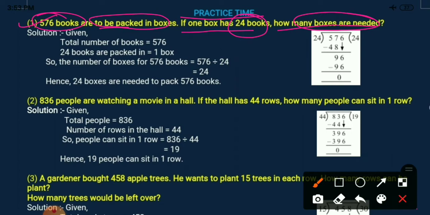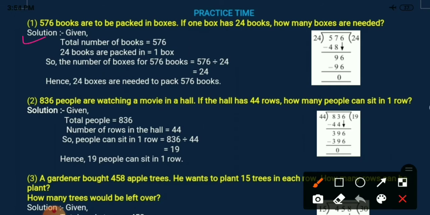So now come to the statements, means solution. So what is given? From the question we have total number of books, that is 576. Second, 24 books are packed in only one box. It means in one box we have 24 books only. So now we have to find the number of boxes to pack 576 books.